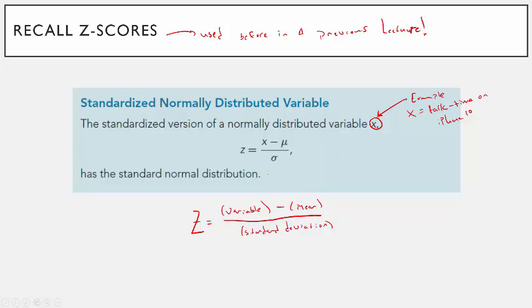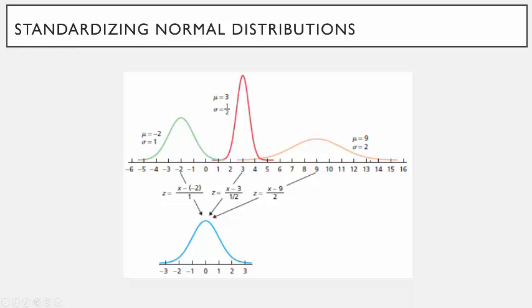So why do we care about this, or what's great about this standard normal distribution? Look here. In these three different colors I have three different normal distributions. This first one has a mean of -2 and standard deviation of 1. This second one here in red has a mean of 3 and standard deviation of 1/2. And this final one has a mean of 9 and standard deviation of 2.